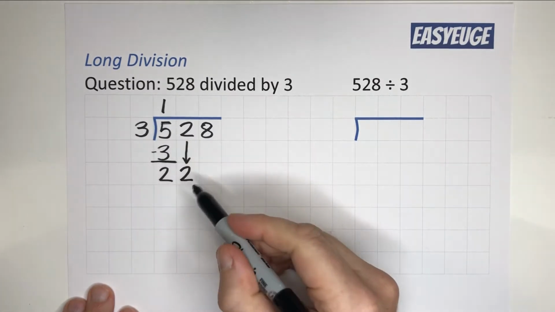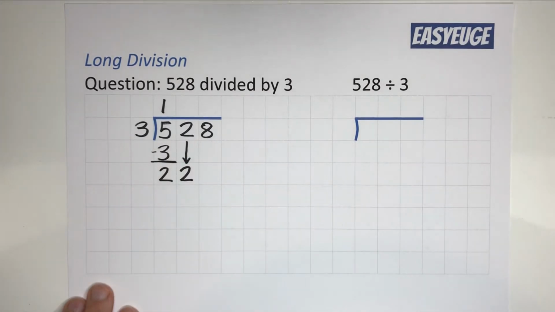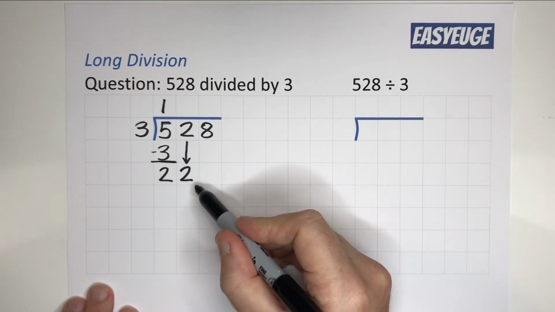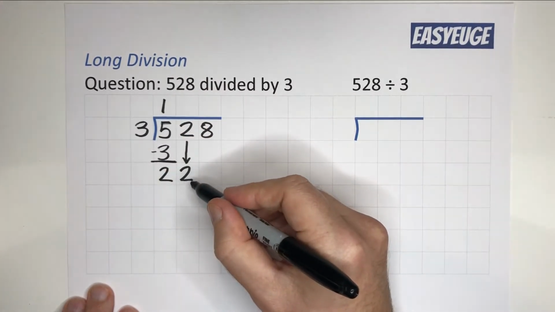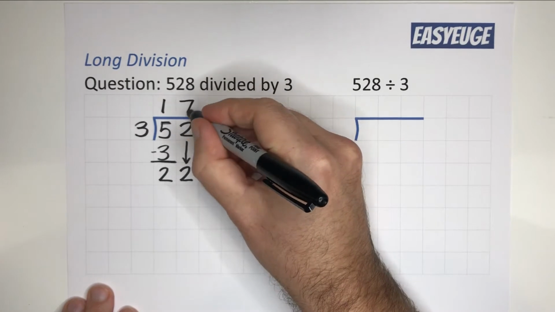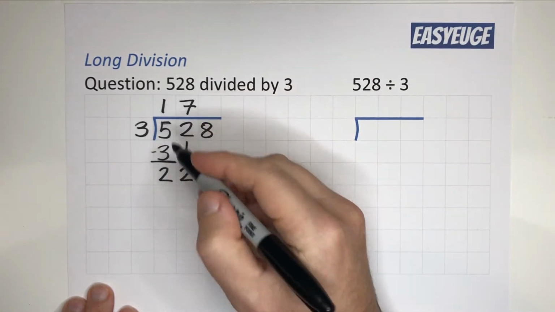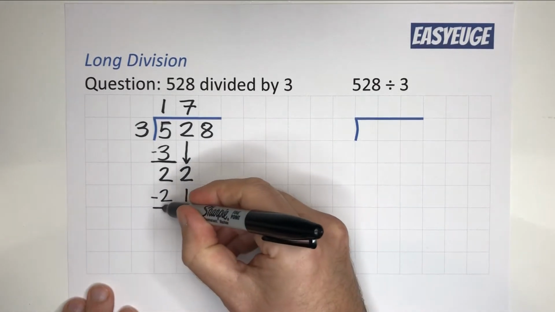So what is 3 into 22? What is 22 divided by 3? Using your times tables, I know that 3 7s are 21. That brings me up close again, or as close as I can, to 22. Okay, 3 7s are 21. So let's put the 7 up here. Okay, and let's do our check. 7 3s are 21. And to find the remainder, we subtract those two numbers. And we'll draw our answer line.